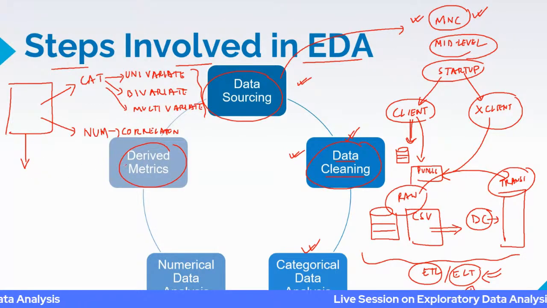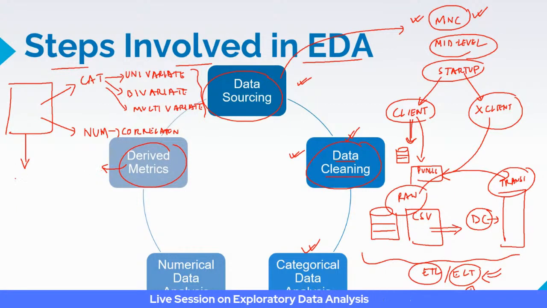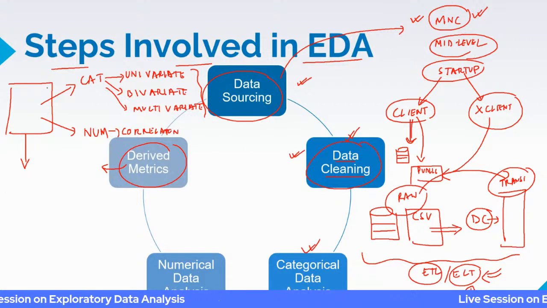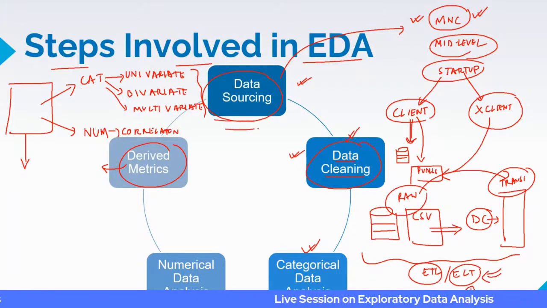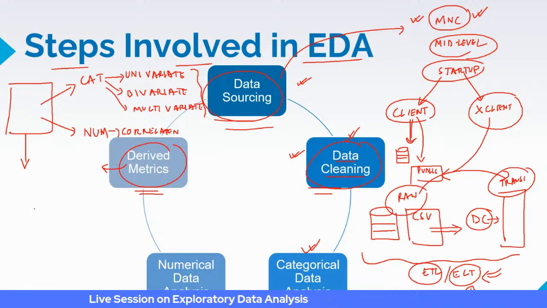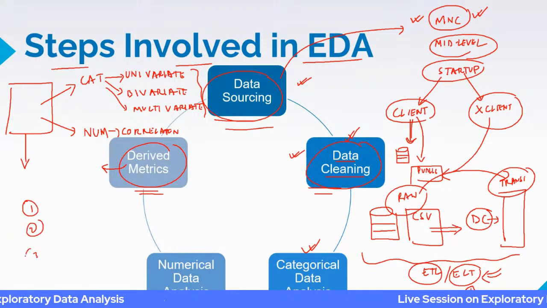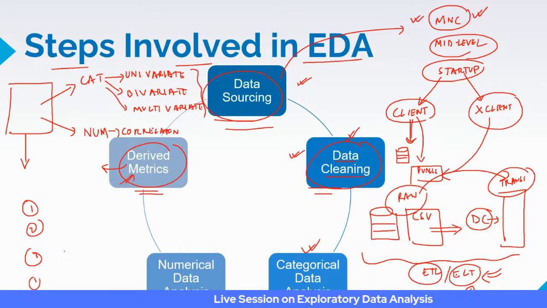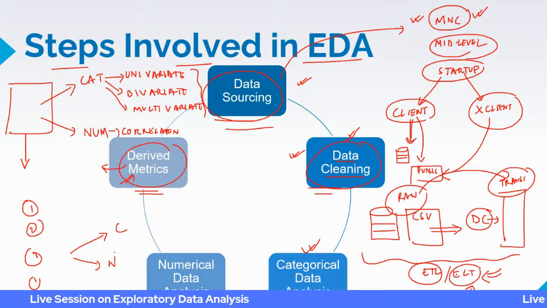Okay. So derived metrics is nothing but you are extracting some features from your existing features. That's it. Okay. So this is all about EDA. Now, even if you don't memorize it, you will still be able to remember all these things, right? First is data sourcing, getting the data. Second is data cleaning. Third is your analysis, and fourth is your derived metrics. Inside analysis there will be categorical analysis, there will be numerical analysis. Okay.